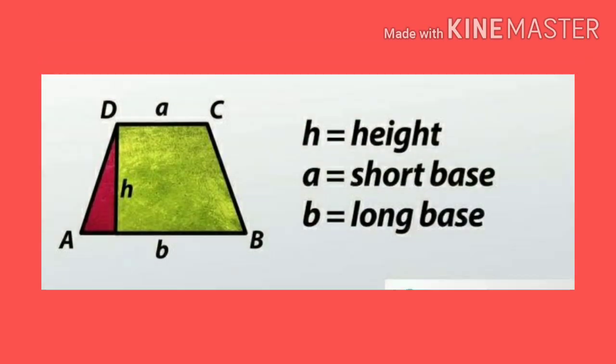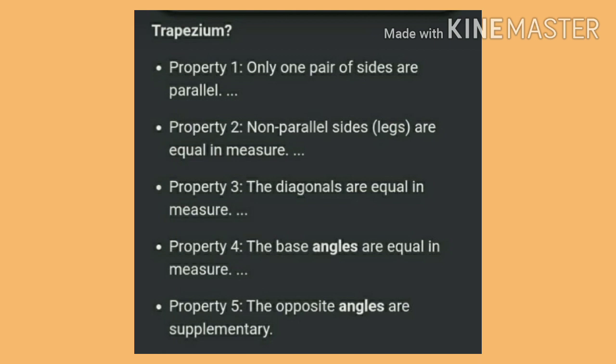Children, here is a figure of a trapezium. AB and DC, these two are parallel sides. One is the short base and the other is the long base. Now, AD and BC, these two are non-parallel sides, so they are known as legs. If these two sides are congruent, then that trapezium is called an isosceles trapezium. Now, here is the H, children. H means height.